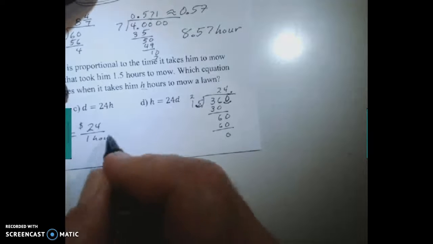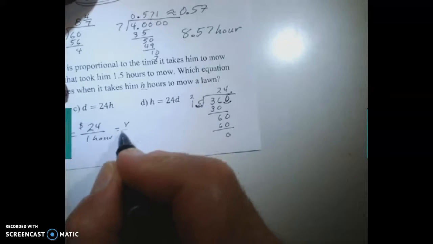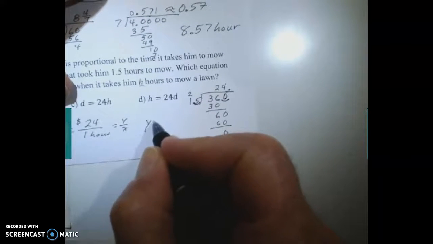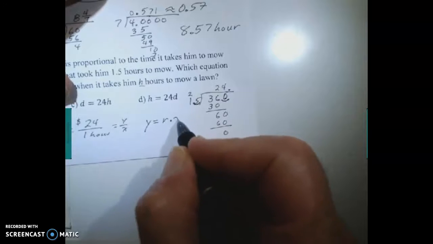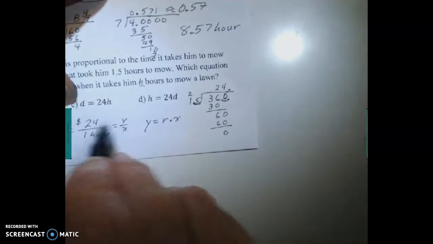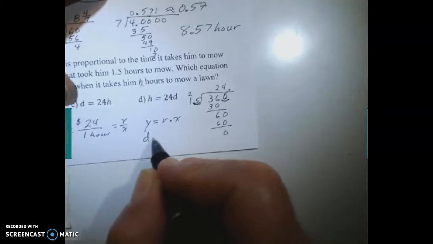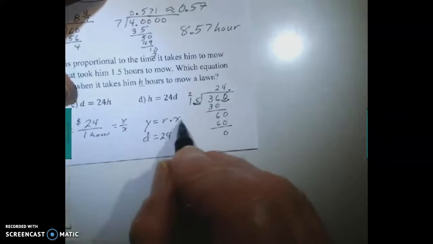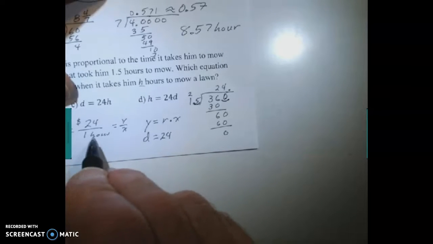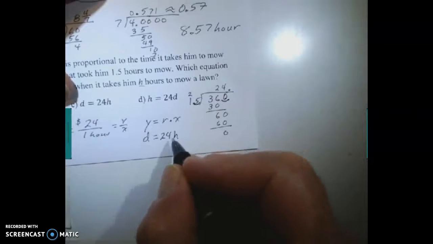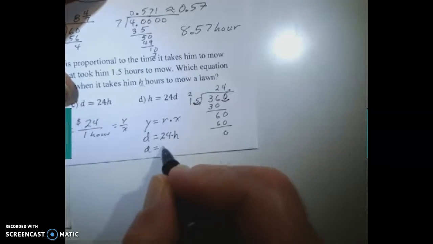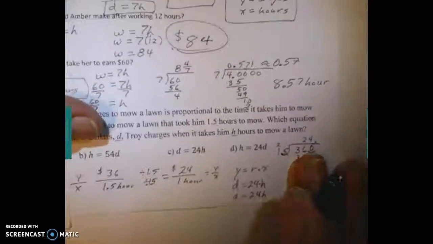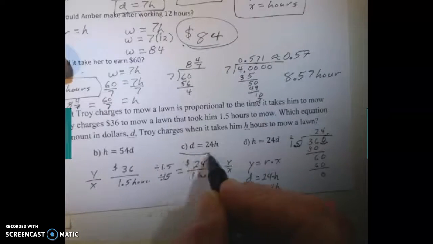It's going to be $24 for 1 hour. And again, don't forget that is the y over the x, and your equation is always y equals r times x. Our y values on top, that is going to be our dollars. Our unit rate was the 24, and the x values are on the bottom of our unit rate. That is going to be times the hours. So D equals 24H is the equation we're looking for, and it is right here, letter C.